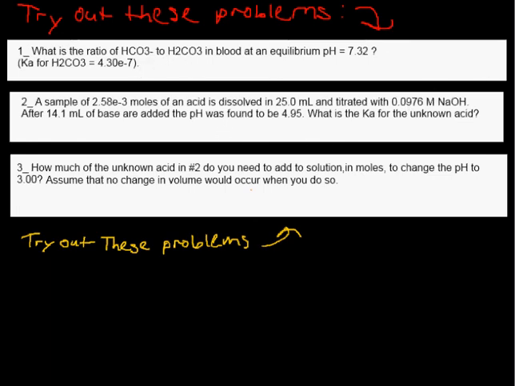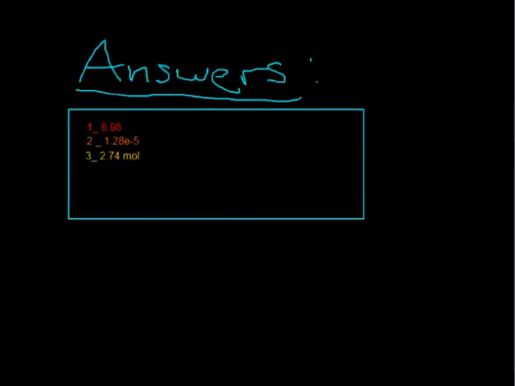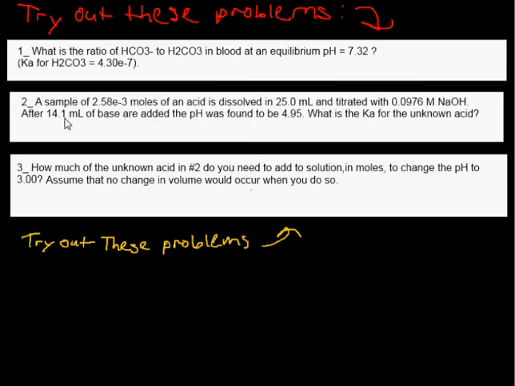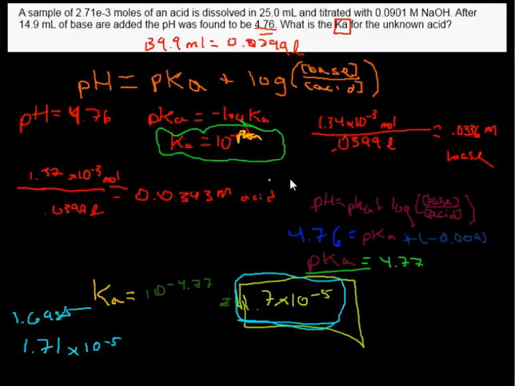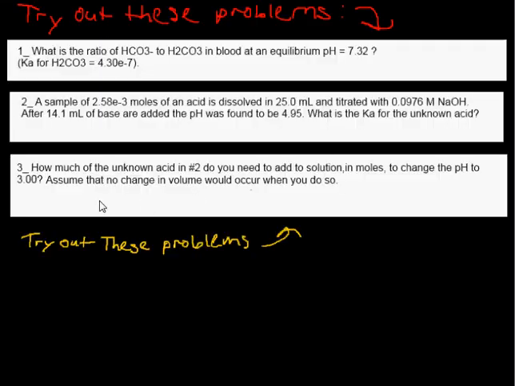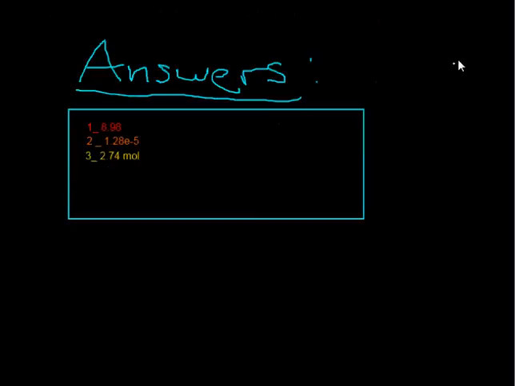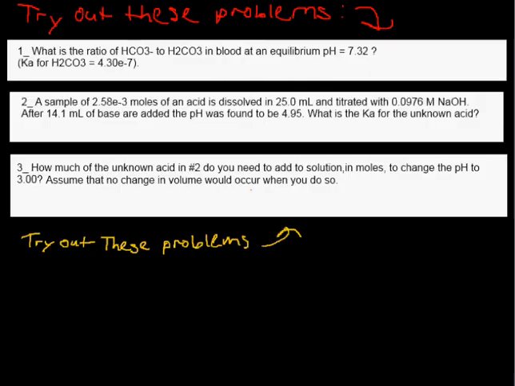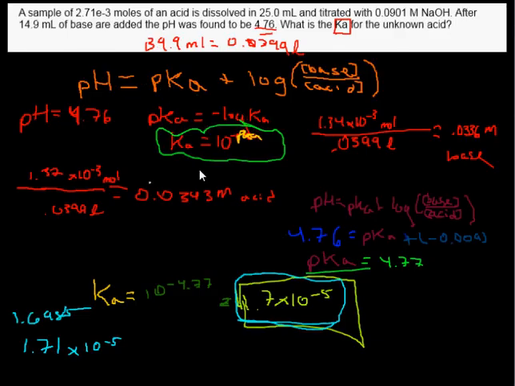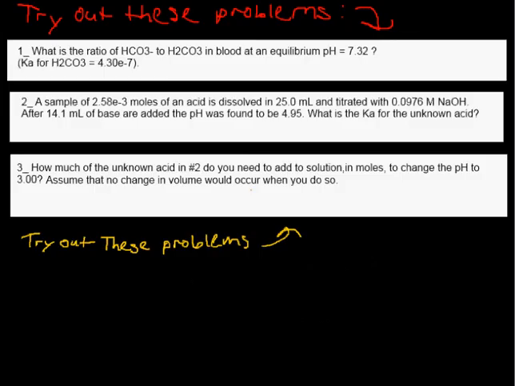Simple. Answer number 2 is 1.28 times 10 to the negative fifth. This question is exactly the same as we did for the very first one. And then, how much of the unknown acid number 2 do you need to add in solution in moles to change the pH to 3? The answer to that was 2.74 moles. You did everything exactly the same here. You just plug in 3 here and then solve for the base here and then subtract the difference, I should say.